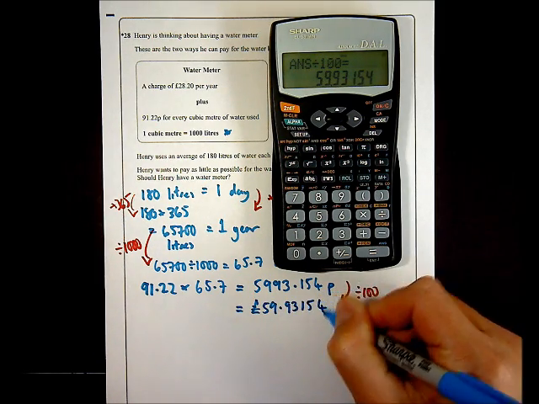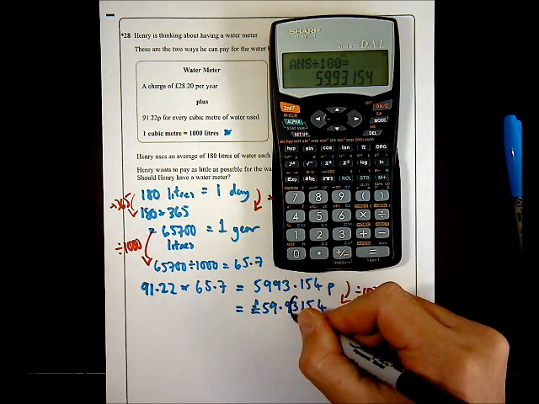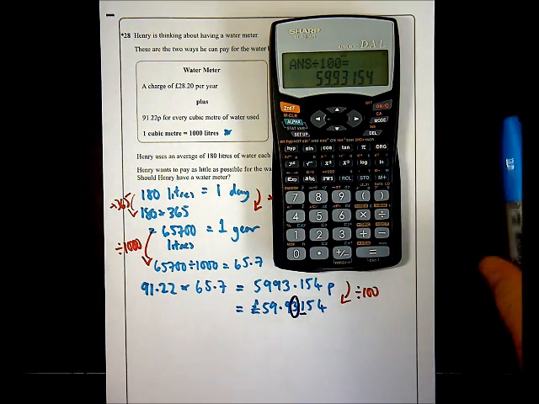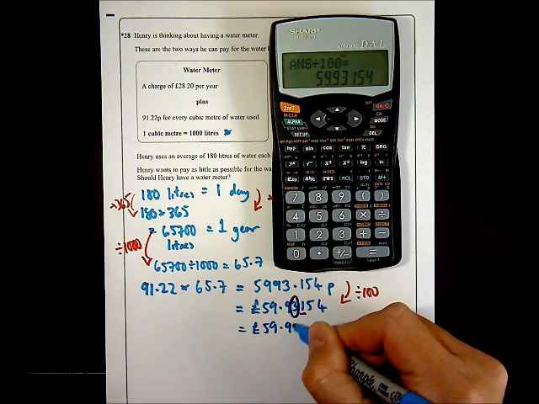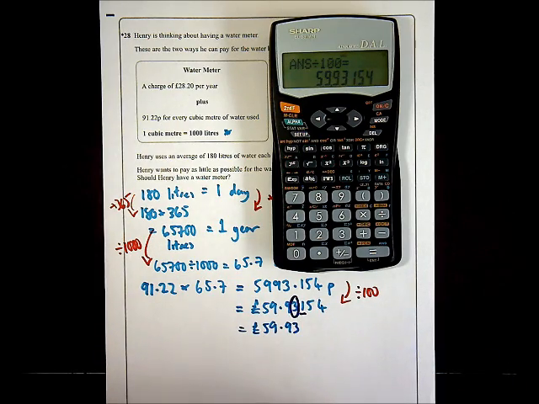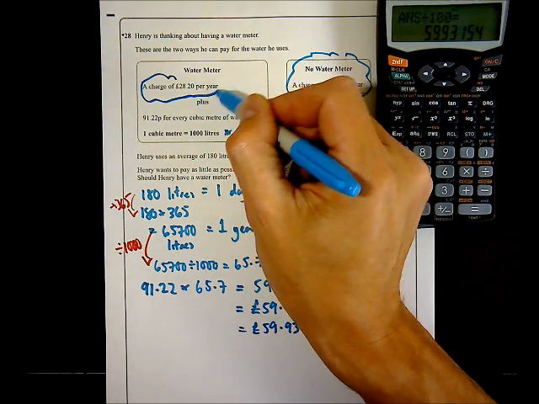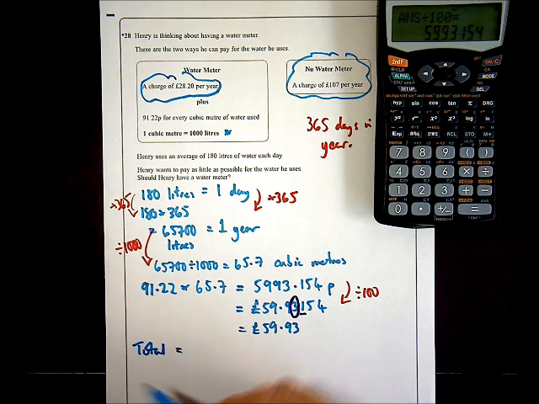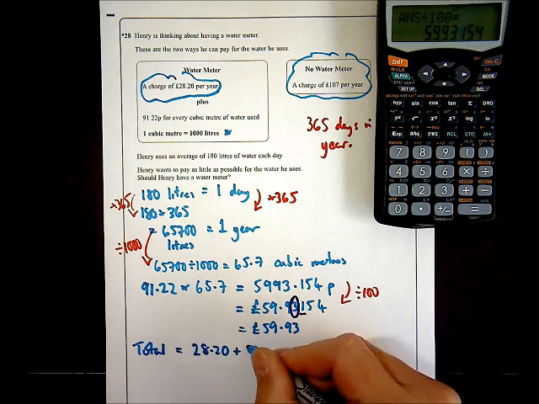And I get that that is £59.93154. Now obviously this is in pounds and pence, so I need to round that, so I'm going to look at the last digit here that's pence, which is the 3, and the 1 is going to mean that that doesn't change, so rounded that is going to be £59.93. Now that's what he pays for the water he uses, but he also has this charge here of £28.20. So his total charge is going to be the £28.20 added to the £59.93.